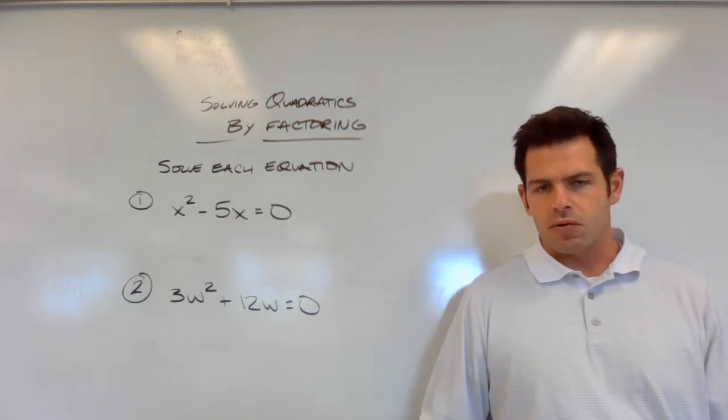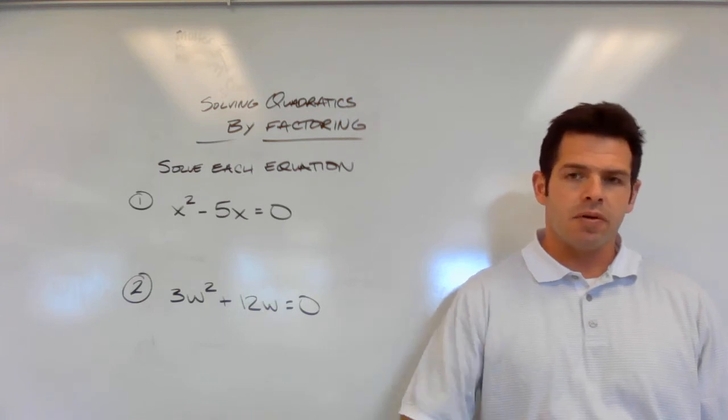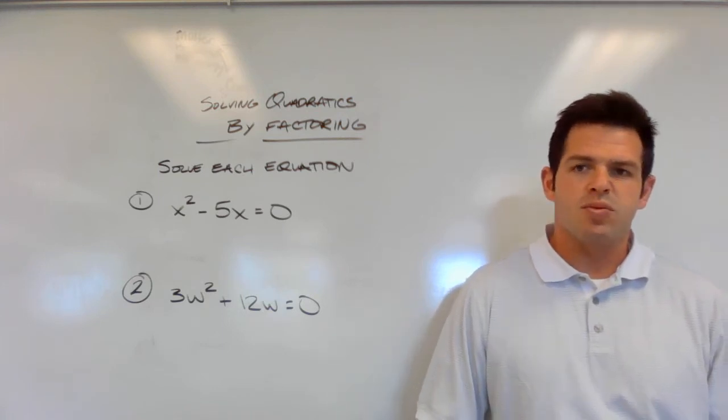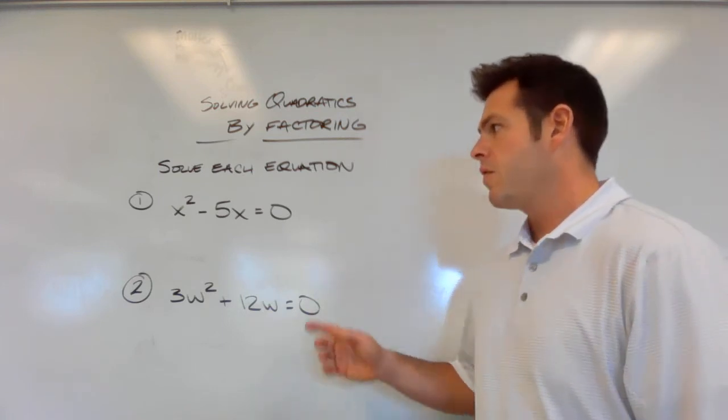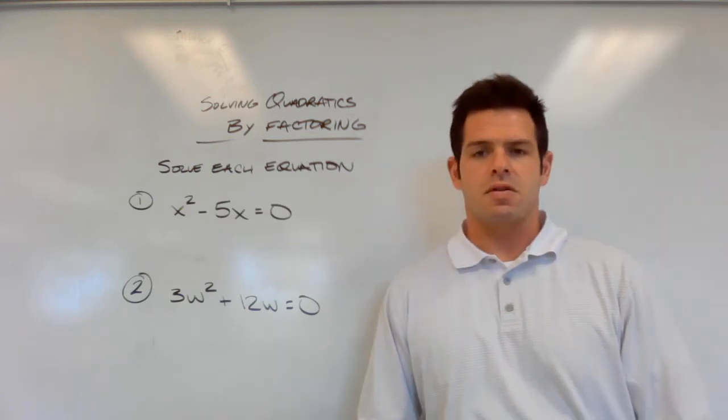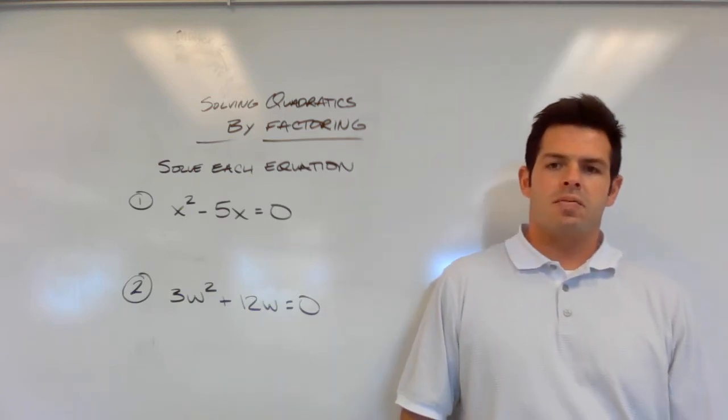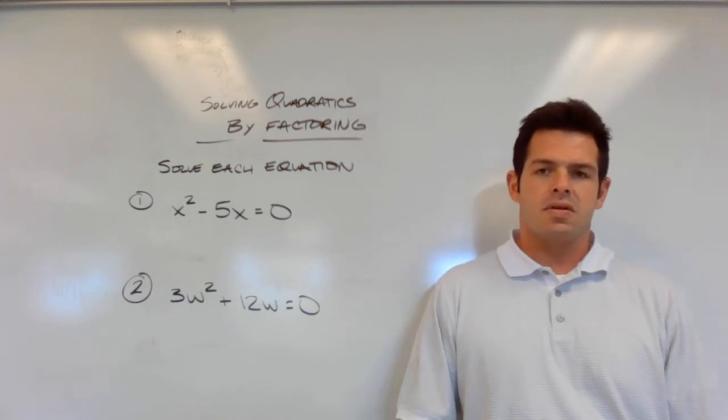Hopefully here early on we'll do some things that you're somewhat familiar with, and some new tie-ins to Algebra 2, but we're going to solve these equations right here. First equation, x squared minus 5x is equal to 0. The second equation, 3w squared plus 15w is equal to 0.